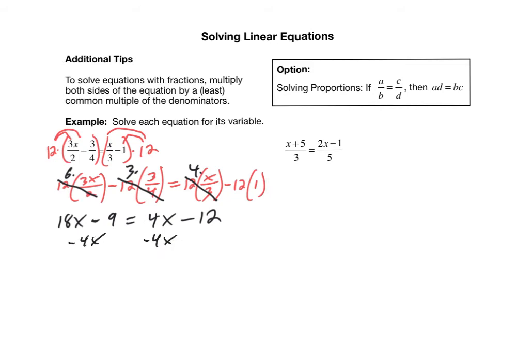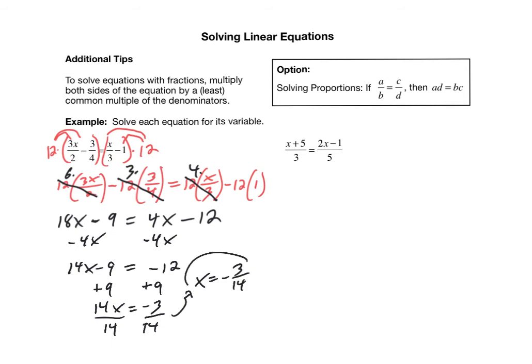On the left-hand side here, we're left with 14x minus 9. And on the right-hand side, we're left with negative 12. Now to undo what's happening to x, we would add 9 to both sides first, giving us 14x equals negative 3. And then if you divide both sides by 14, you get your solution, which is x equals negative 3/14.